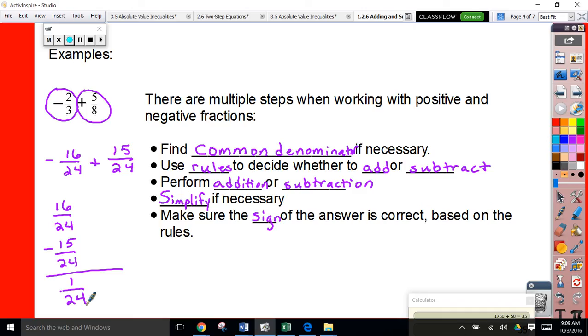Then I need to make sure the sign of the answer is correct based on the rules. So remember, when different signs subtract, keep the sign of the larger number and then you'll be exact. Hillary, would that be positive or negative, our answer? Positive, because the positive number is bigger than the negative. Well, look up here though. Look at our original numbers. Don't look at what we did here, because this is just how we rewrote it to make subtraction easier. But in the original problem, 16/24 was negative, so our answer is going to be negative.